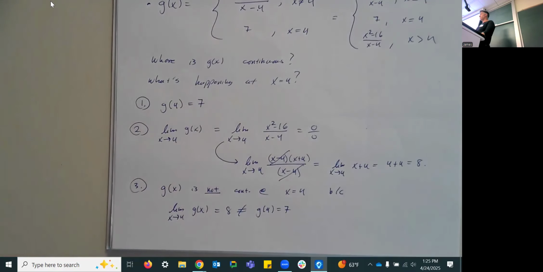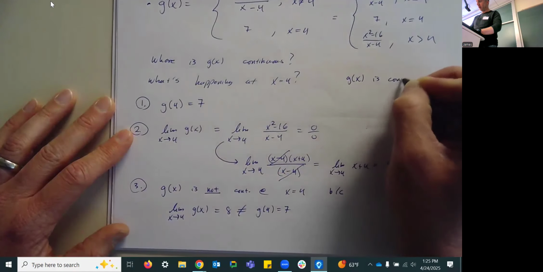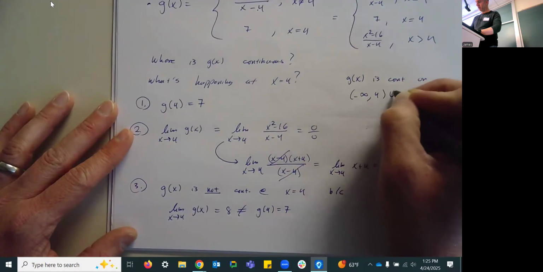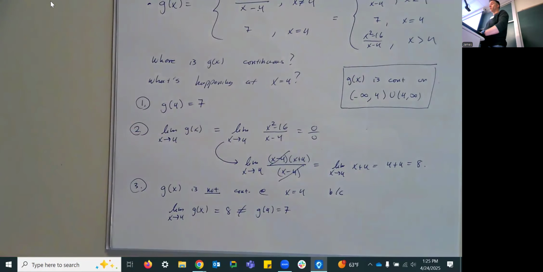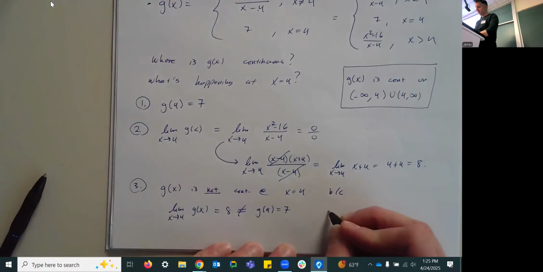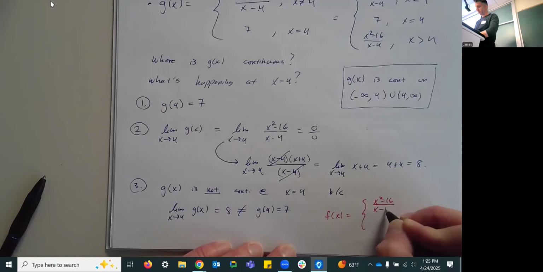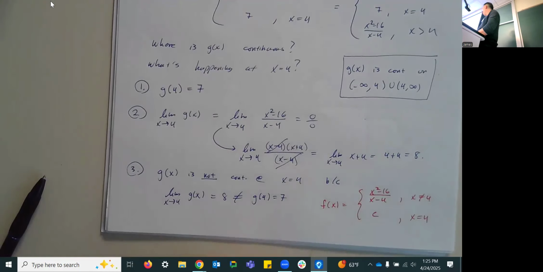A very typical question someone might ask for something like this is, well, first we should finish the question. It didn't say where it was continuous yet. So I would say g of x is continuous on the interval including everything except for 4: negative infinity to 4, union 4 to infinity. But then a follow-up question is often something like, what value could you change g of 4 to be equal to so that it was continuous? So they write the question as, if f of x was equal to x squared minus 16 over x minus 4 when x is not equal to 4, and c when x is equal to 4, what should we define c to be so that this function is continuous everywhere?